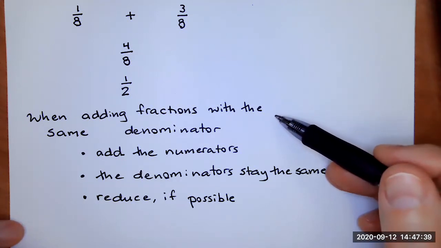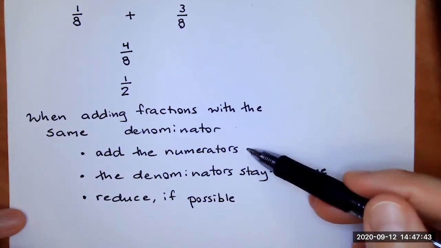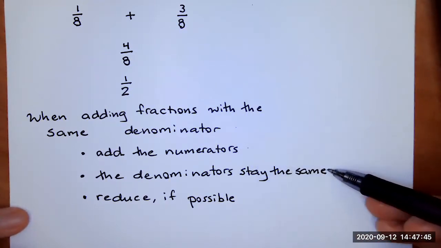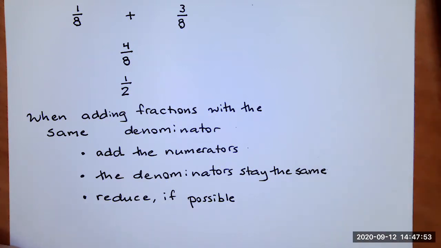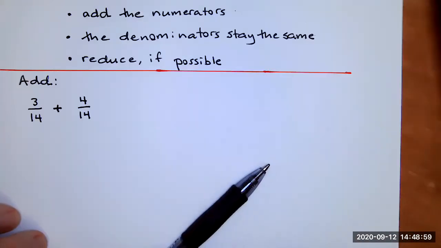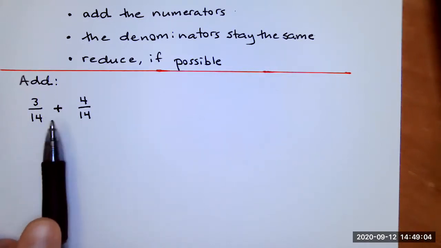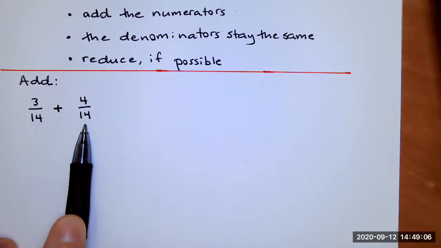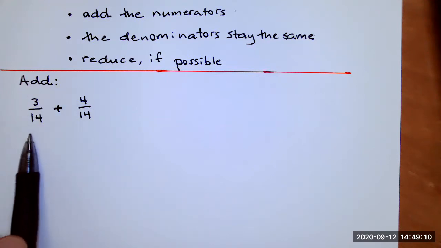So when you're adding fractions with the same denominator, you're going to add the numerators. The denominators stay the same, and then reduce if possible. Let's try a few examples. All right, let's try 3/14 and 4/14. And if you want, you can hit the pause button and try it on your own.